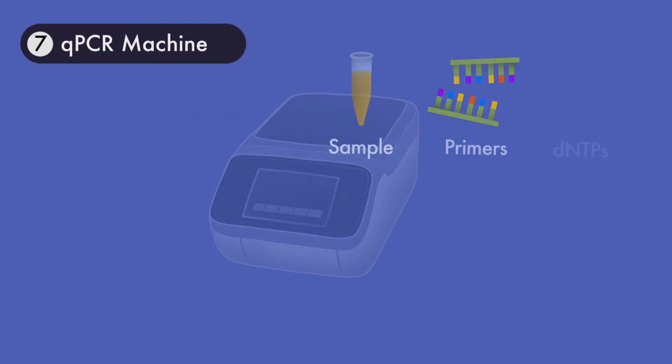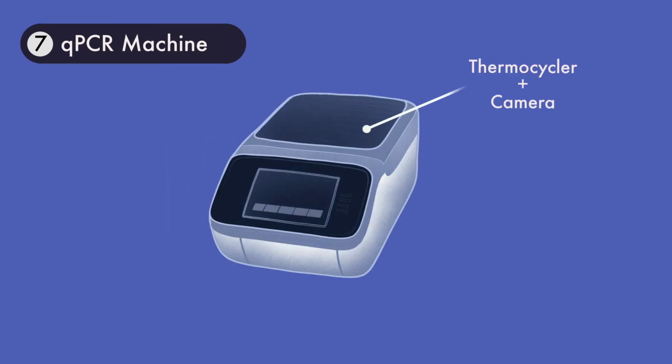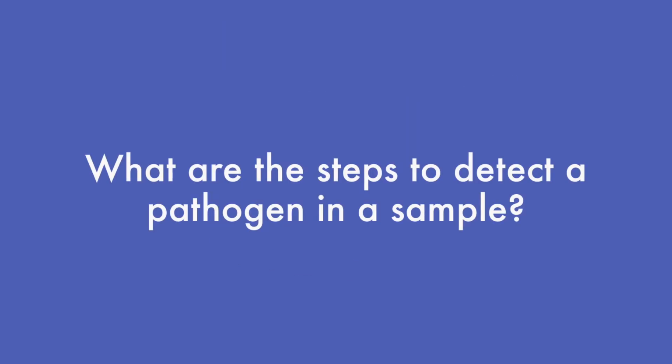Finally, once the reagents have been combined, the reaction is carried out in a qPCR machine, an instrument that combines a thermocycler, which precisely changes temperatures to drive the reaction, and a camera that captures the fluorescent signal in real time. Now that we know the components of qPCR, let's review the general steps to detect a pathogen in a sample.